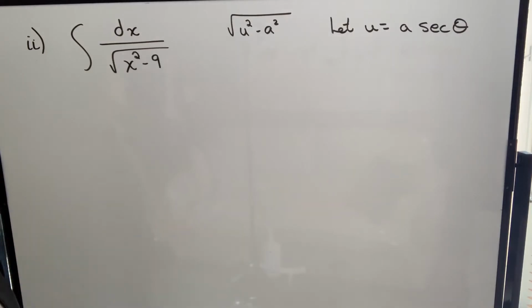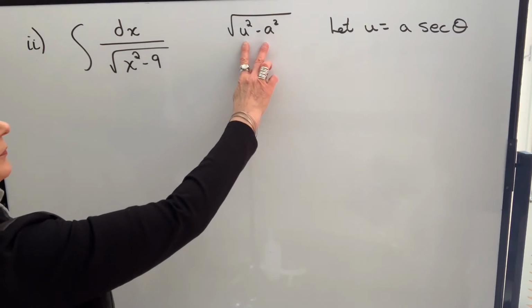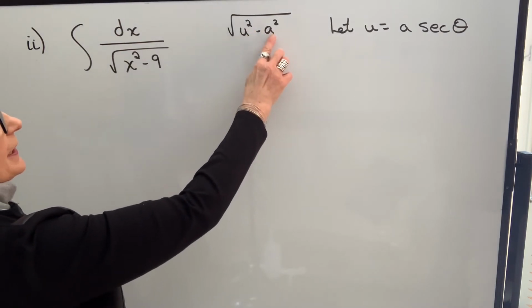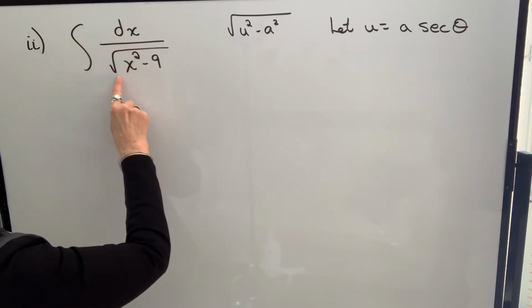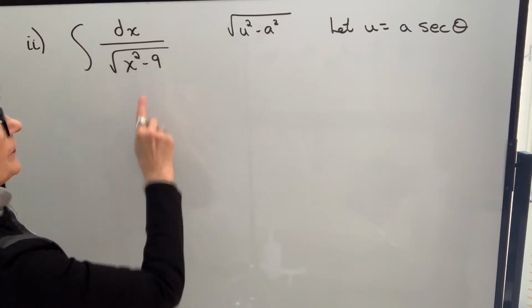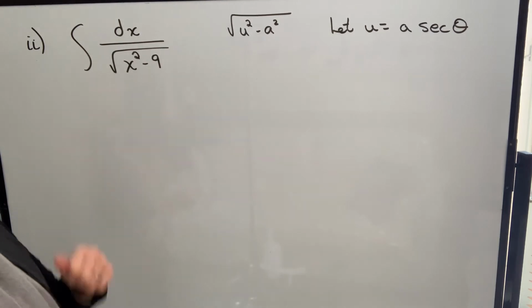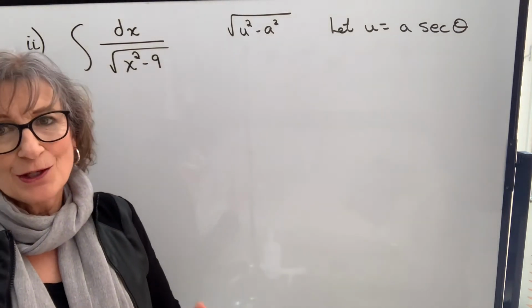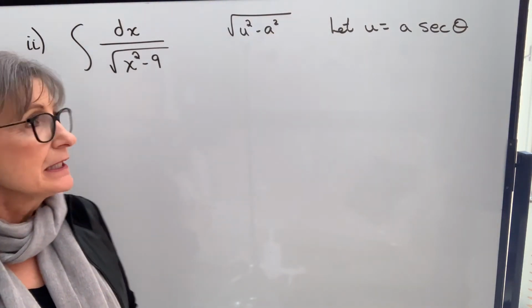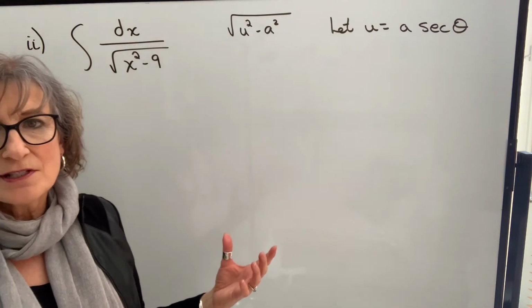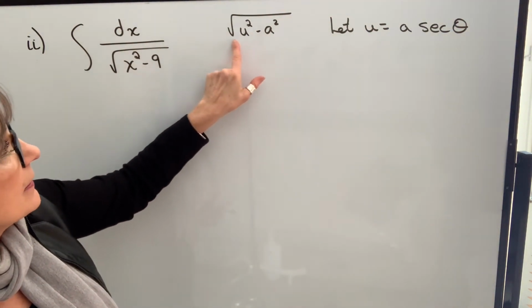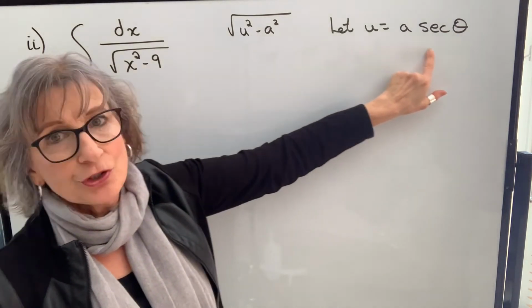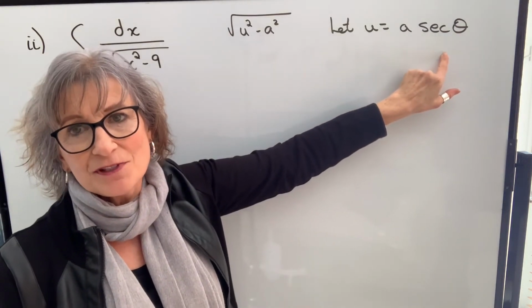So our next example would fit this form, square root of u squared minus a squared. We've got the integral of dx over square root of x squared minus 9. We can't use our general power formula on that. We can't use our inverse trig forms on that. So we're going to use trig substitution. But when you have an integral containing this, the substitution you're going to use is u equals a times secant theta.